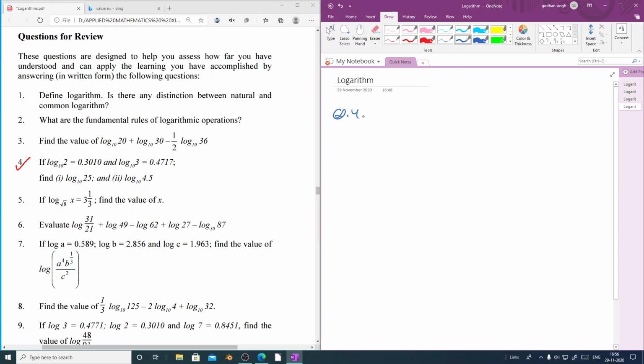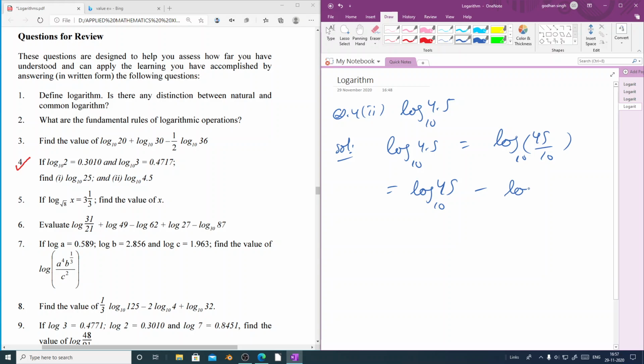So question number 4, second part: log 4.5 with base 10. This can be written as log 45 by 10 with base 10, and we know that log a by b is equal to log a minus log b, so we will write it as log 45 with base 10 minus log 10 with base 10. Now 45 can be written as 5 into 9, so log of 5 into 9 with base 10 minus log 10 with base 10.